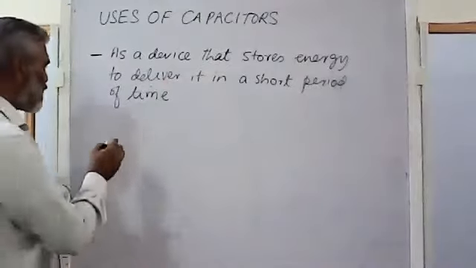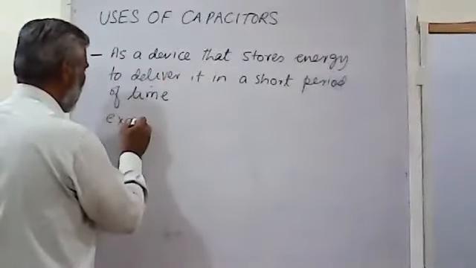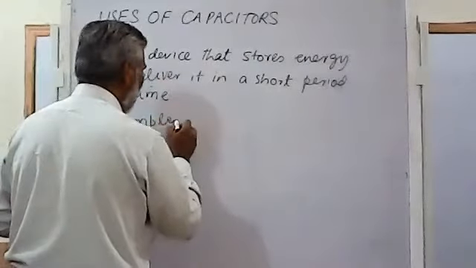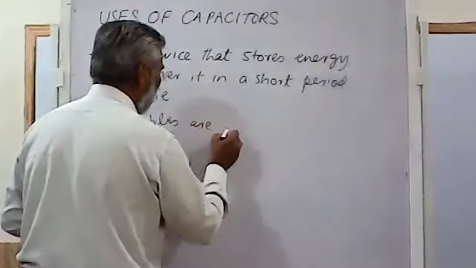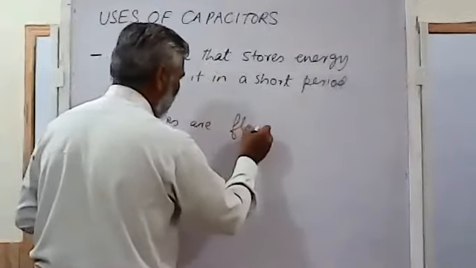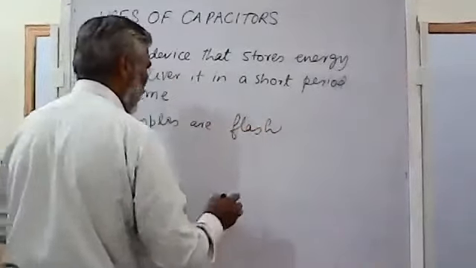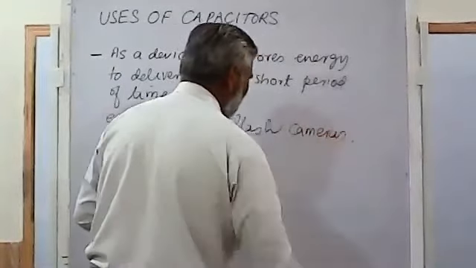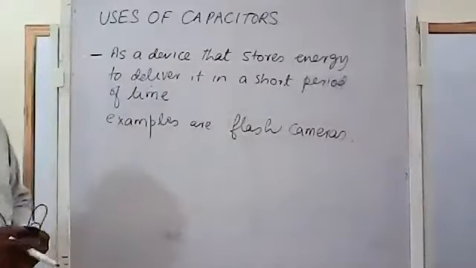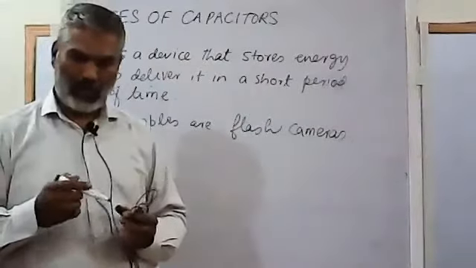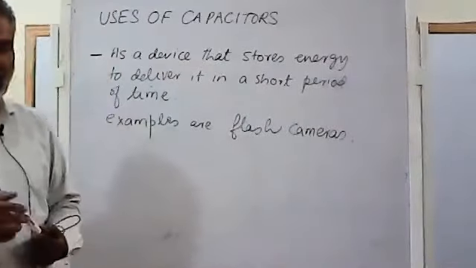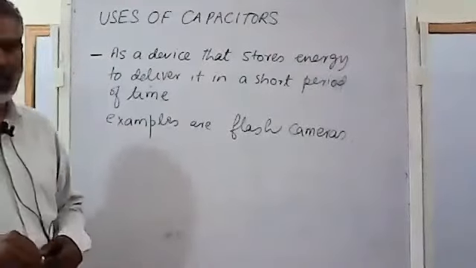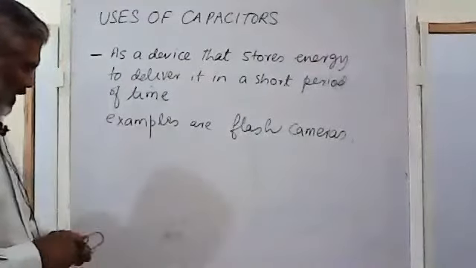Examples of this use are flash cameras. They use that energy because it is first stored on a capacitor and then delivered very quickly in the form of a flash. We call it a discharge of energy.